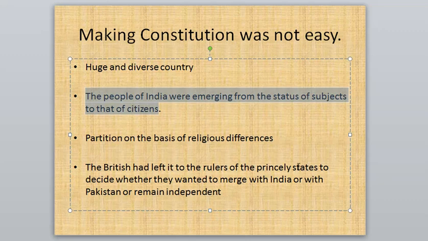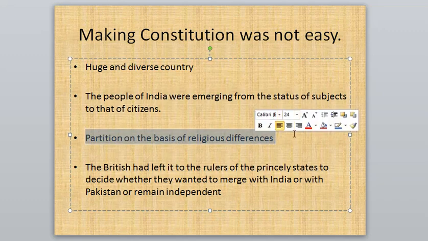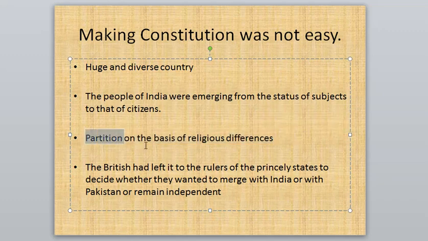Then after the constitution we got independence, and now we are converted into citizens. That is the reason we had to be very careful in making our constitution during that time. The third one, which I think you can easily correlate with, is the partition on the basis of religious differences. Pakistan and India were formed due to this religious difference, and the partition created two nations.